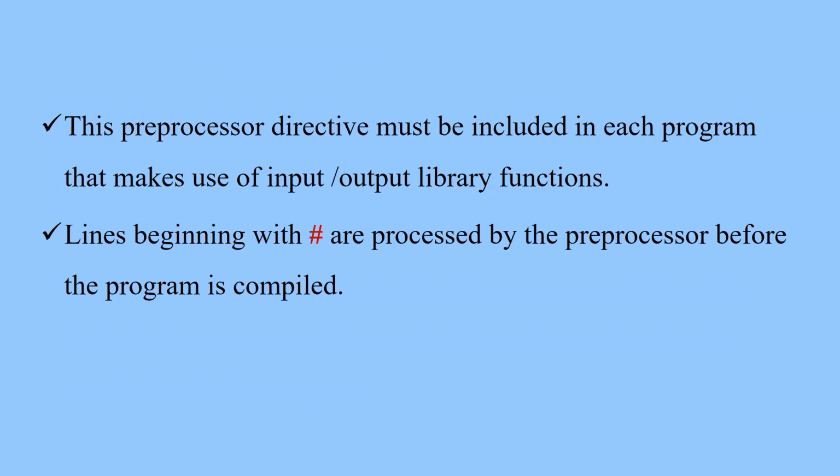Lines beginning with # are processed by the preprocessor before the program is compiled. In other words, the compiler goes to the memory and seeks the content or the files that have been indicated with the sign #. So they are first searched for and brought into memory, ready for use by the program at the various parts of the algorithm.